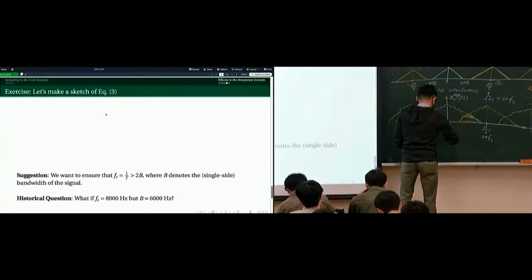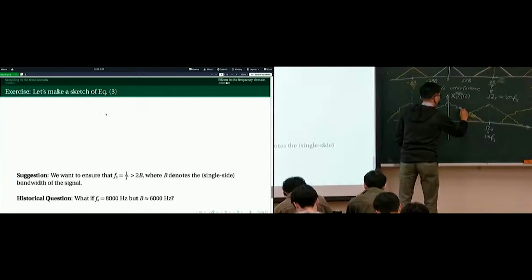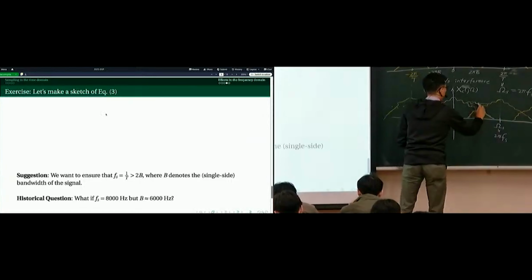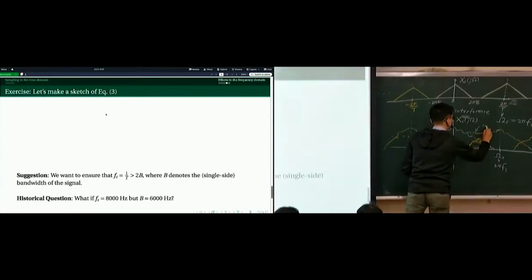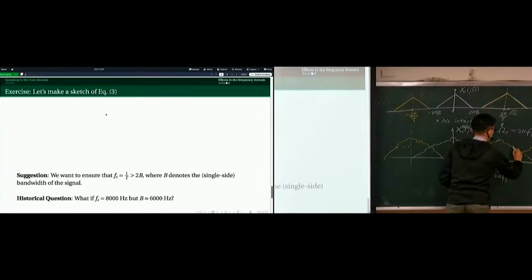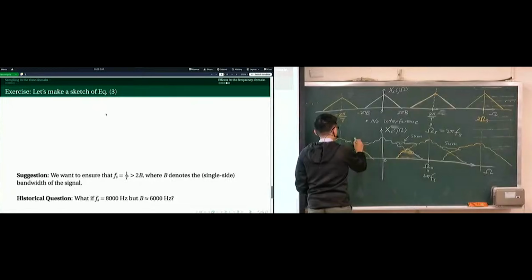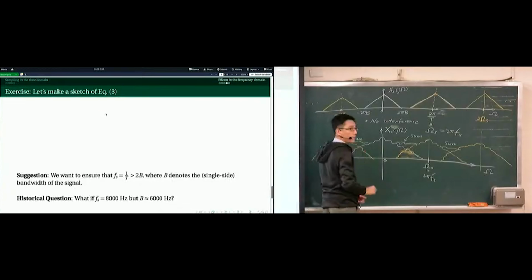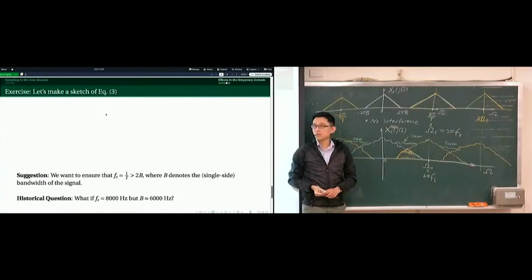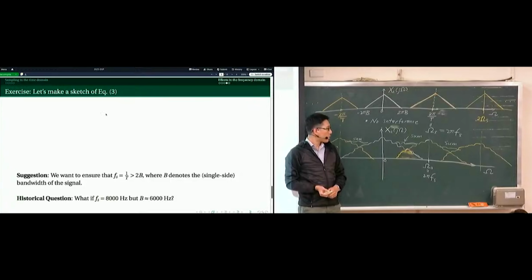And the result, the sum could be like that. That's a sum. And also here, that's a sum. And also here. Actually, this spectrum is periodic after sampling. All right? And we say that we know that we're in trouble. Why? Why are we in trouble?